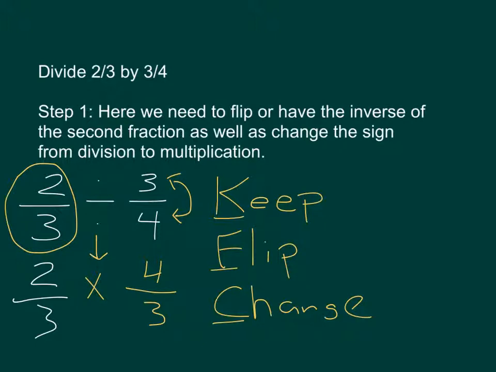Not exactly the right order. It should really be keep, change, flip, right? Keep, change, flip, from left to right. We'd keep the first fraction, change the division to multiplication, and then flip the second one. But KFC is something that I think all of you are familiar with. So that's what we do in the first step.